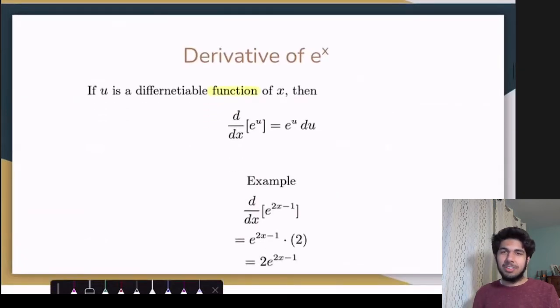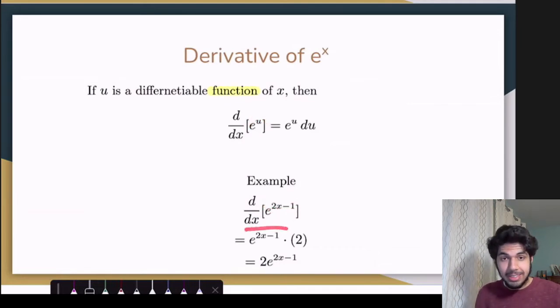Let's talk about the derivative of e to the x. So again, we'll let u be a differentiable function of x. Then the derivative of e to the u is equal to e to the u times du. So it didn't change. This e to the u stayed the same. But here's an example, right? In this case, u equals 2x minus 1, right? It's a function of x.